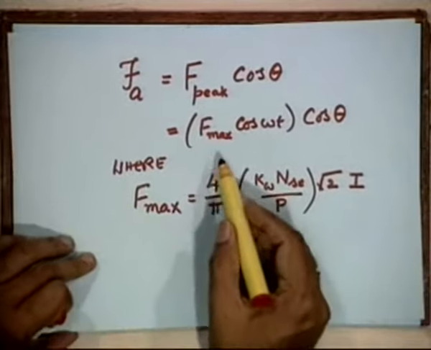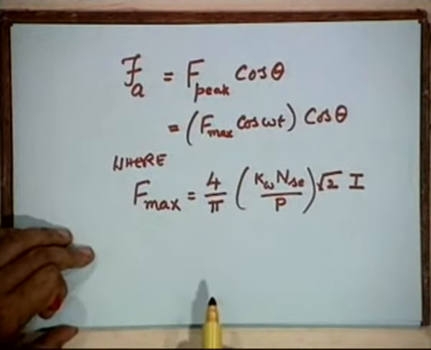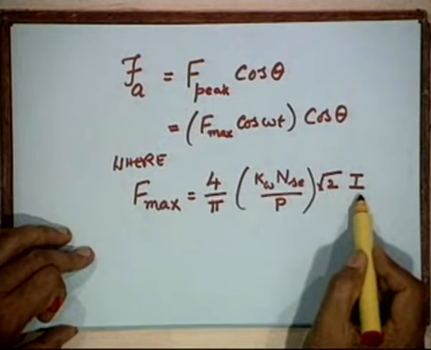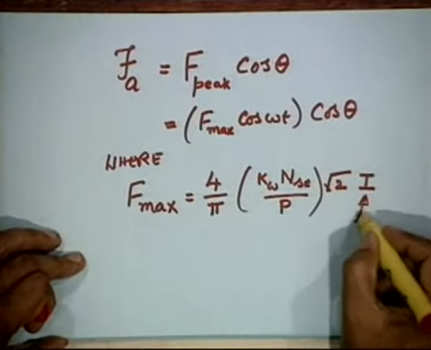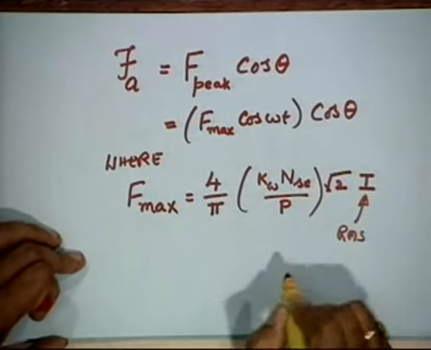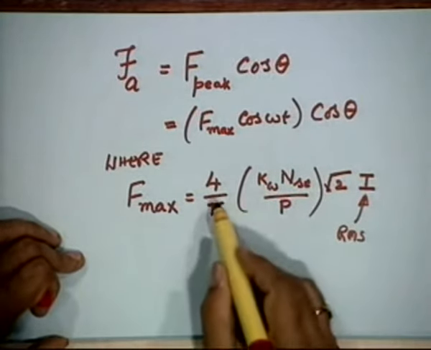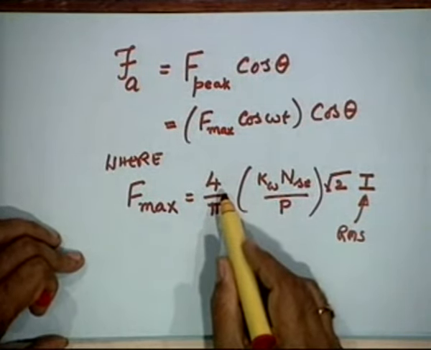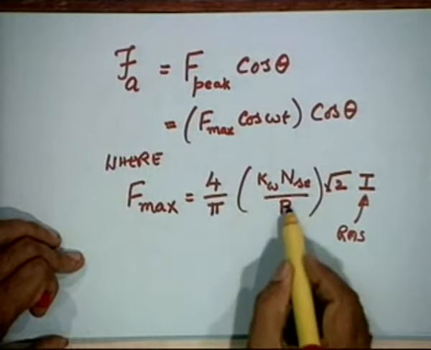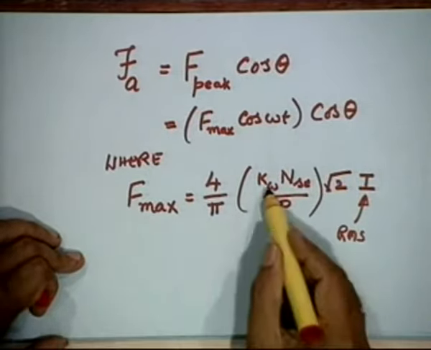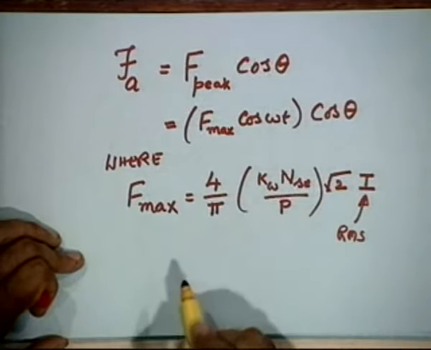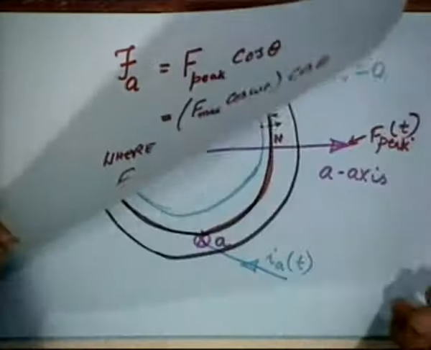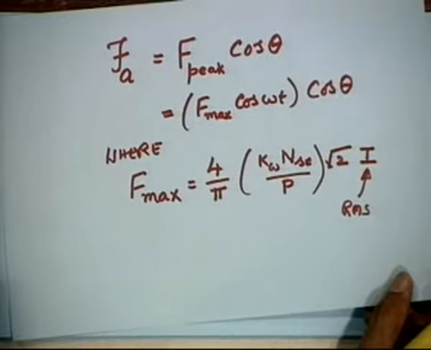And we can also say that f max is a constant, which does not vary with time or space. F max is 4 by pi kW NSE by P into root 2 into I, where I is the RMS value of the current. So, in terms of the RMS current, the maximum possible amplitude of the MMF, which is available only at the a axis, will be 4 by pi kW NSE by P into root 2 I. It depends upon the design details of number of turns and number of poles, which are all constant, and also the RMS current you are passing through. Okay.